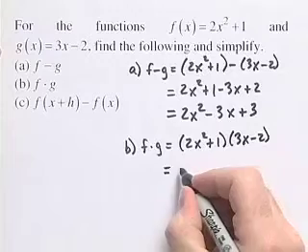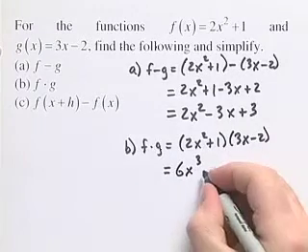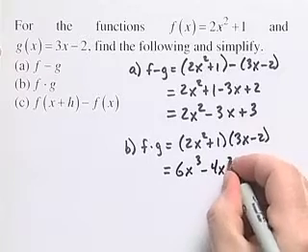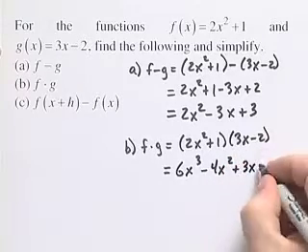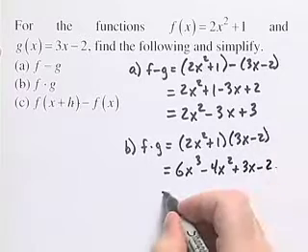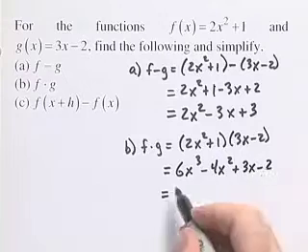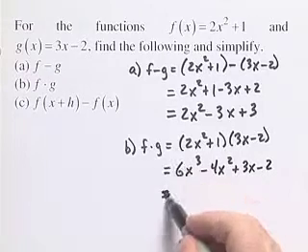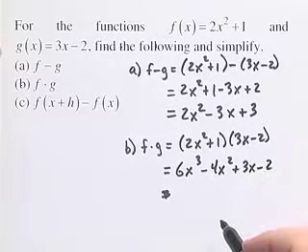2x² times 3x will be 6x³. 2x² times negative 2 is minus 4x². 1 times 3x is plus 3x, and 1 times negative 2 gives us minus 2. Collect the like terms if there are any. There are no like terms that we can collect, and so f times g is just 6x³ − 4x² + 3x − 2.